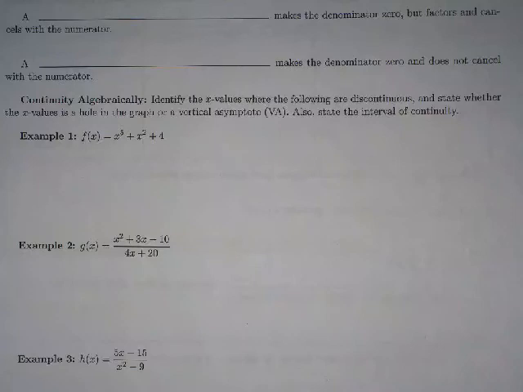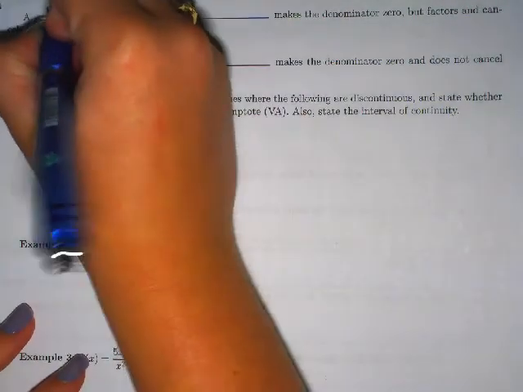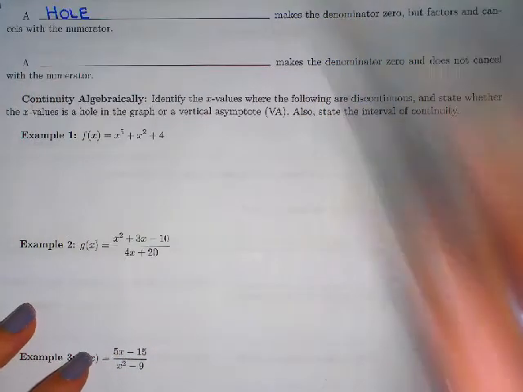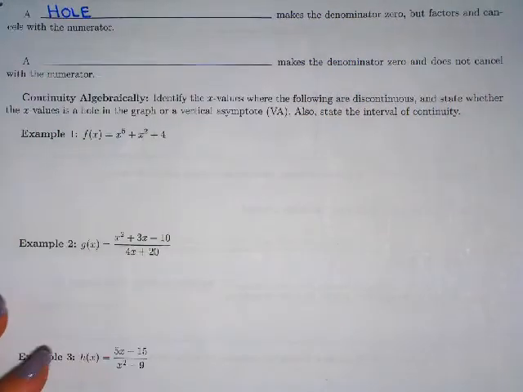This last little bit that we need to know on continuity is kind of nice because we basically already know it from limits. So a blank makes the denominator 0 but factors and cancels with the numerator. Which one was that from limits? Was that the vertical asymptote or was that the hole that was factored and canceled? That was the hole. So a hole is what is going to make us discontinuous at first because we can't plug it in. It violates that first property.